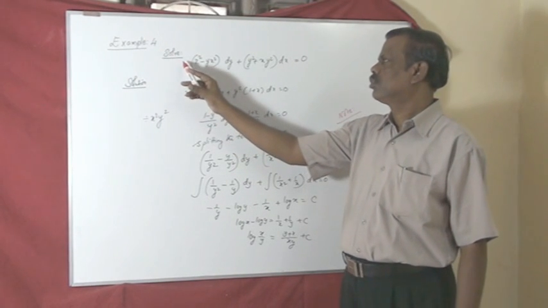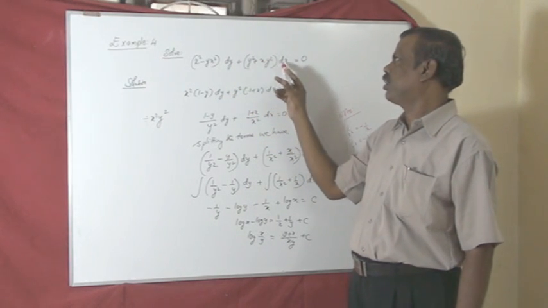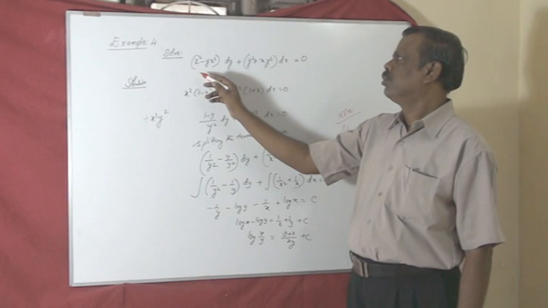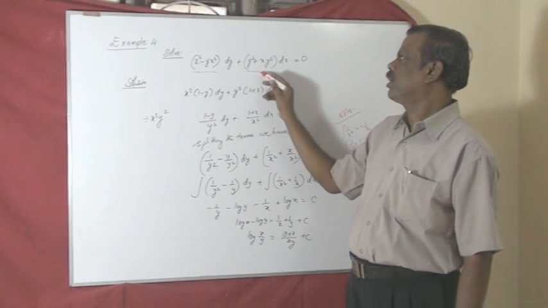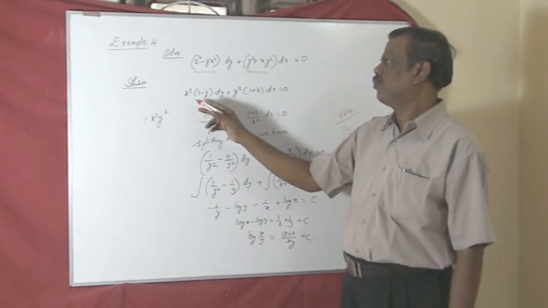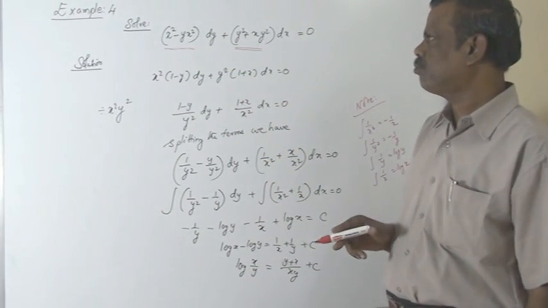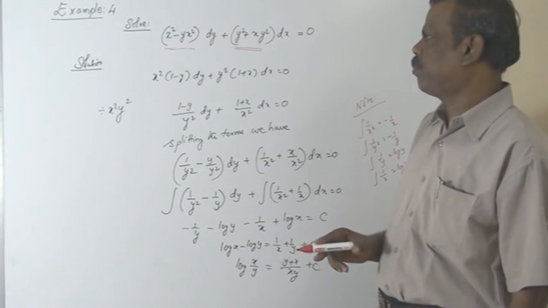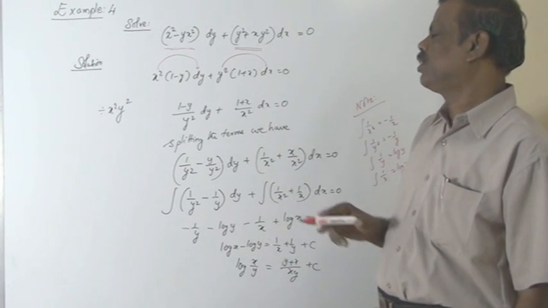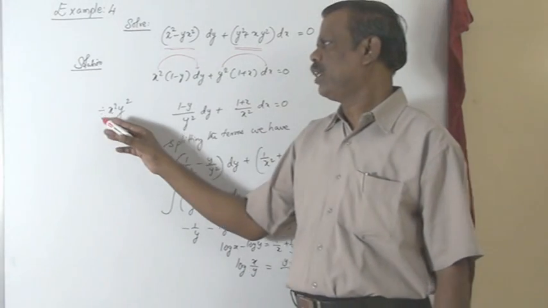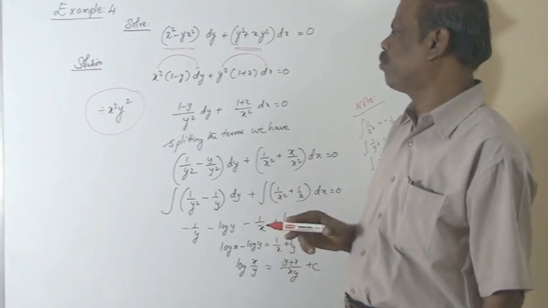Example 4. Solve (x square minus y x square) dy plus (y square plus x y square) dx is equal to 0. From this differential equation, we can take x square as common factor here, and y square as common factor here. Therefore, x square into (1 minus y) dy plus y square into (1 plus x) dx. Here the variable is not separated because x square is multiplied with dy and y square is multiplied with dx. So I am dividing by x square y square.